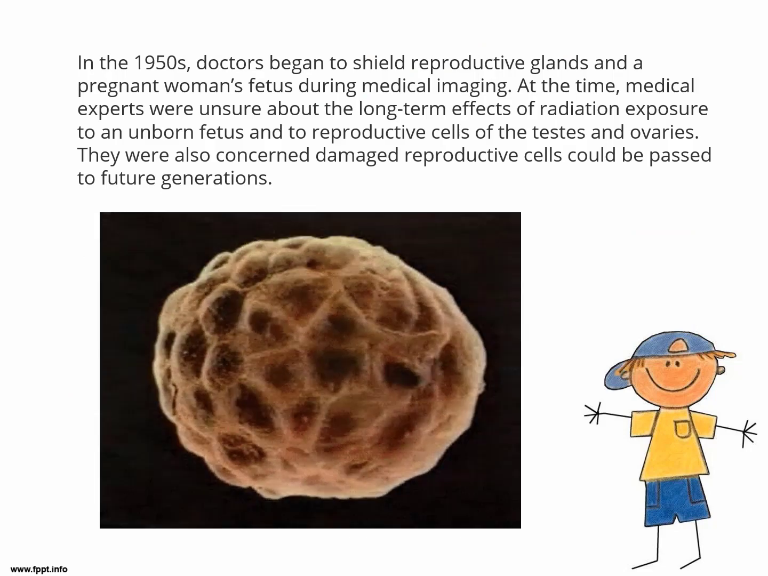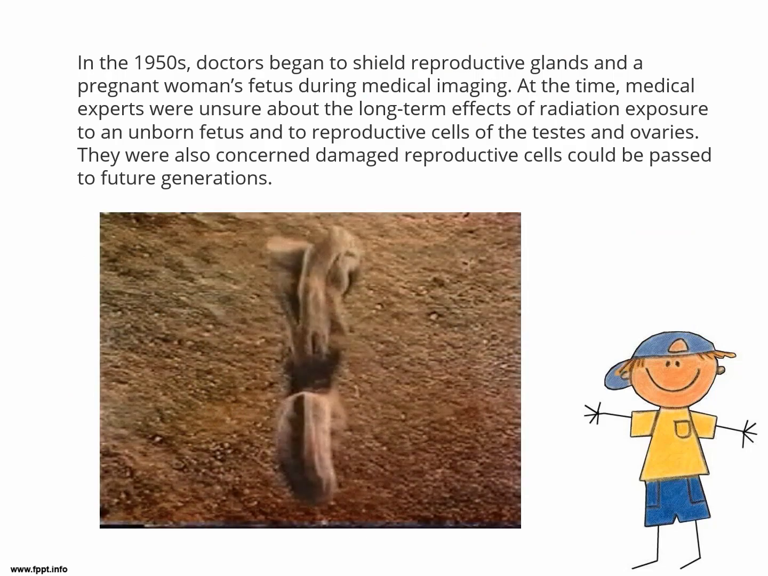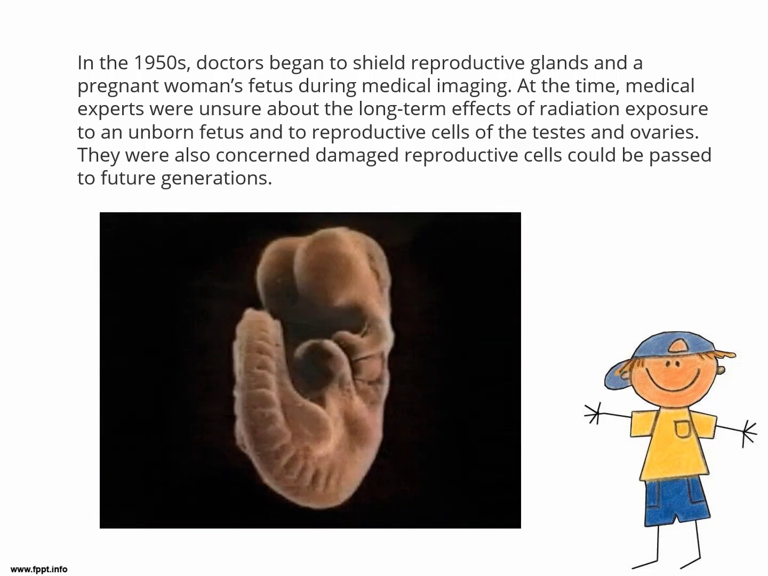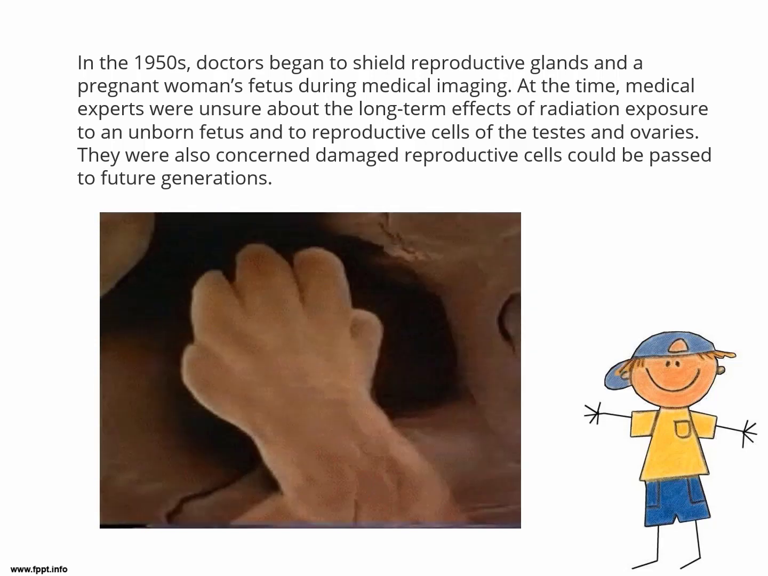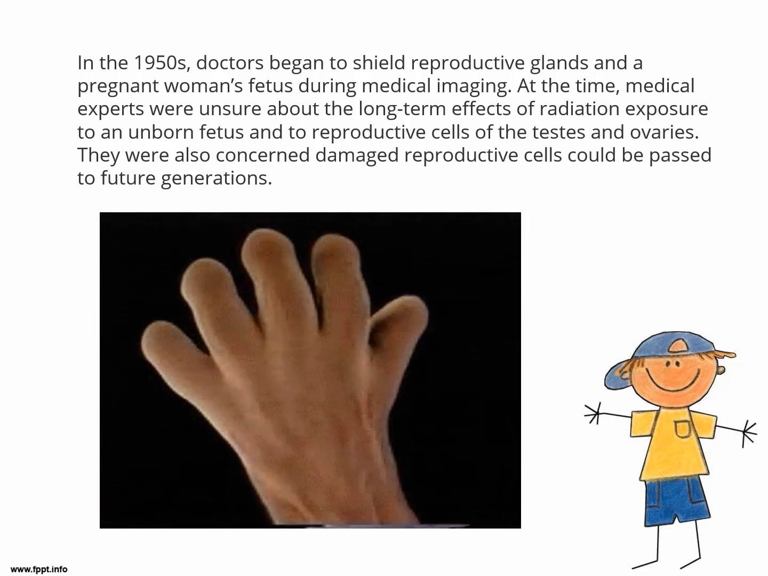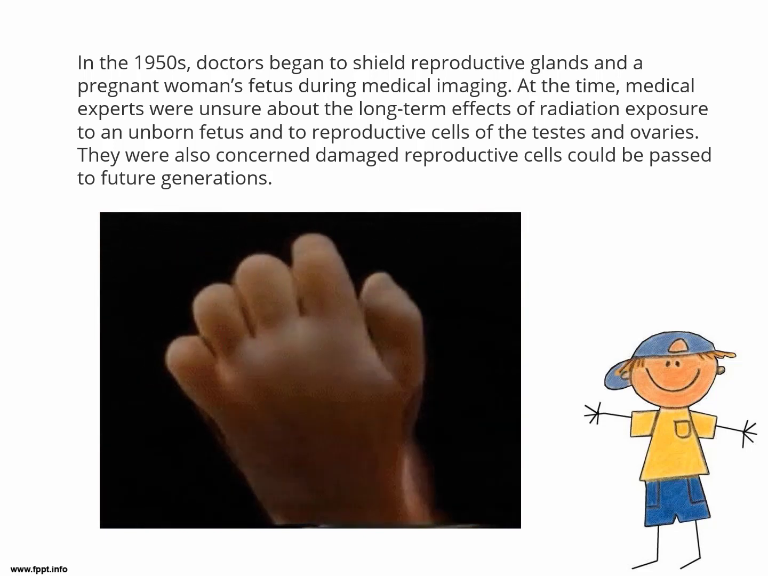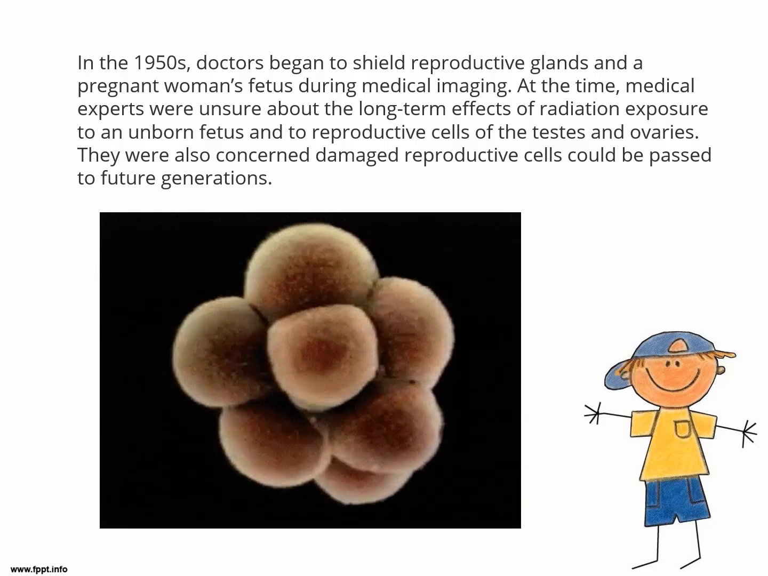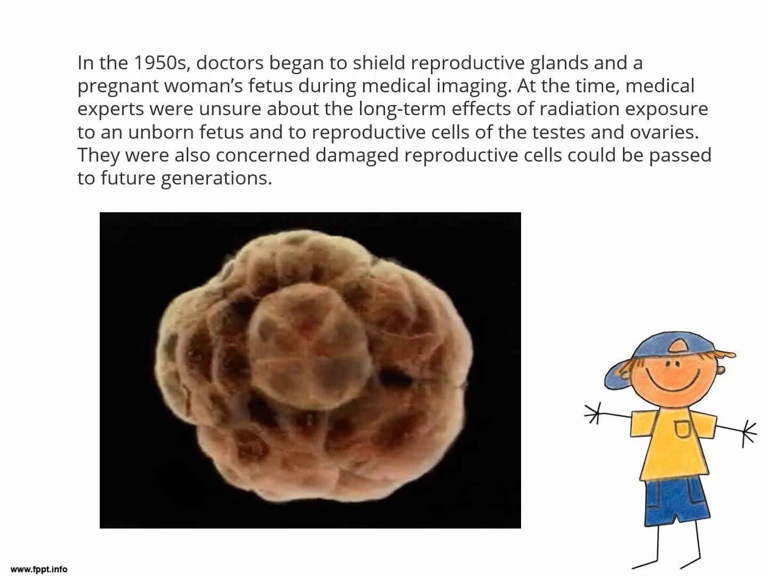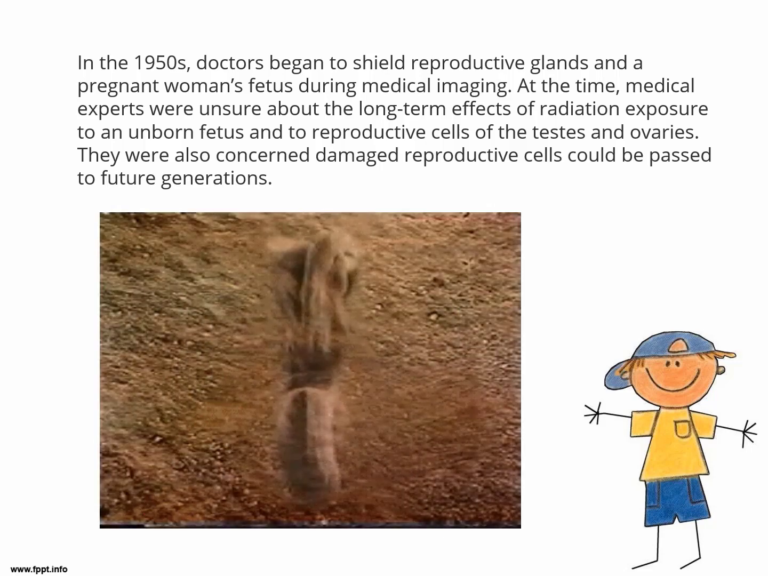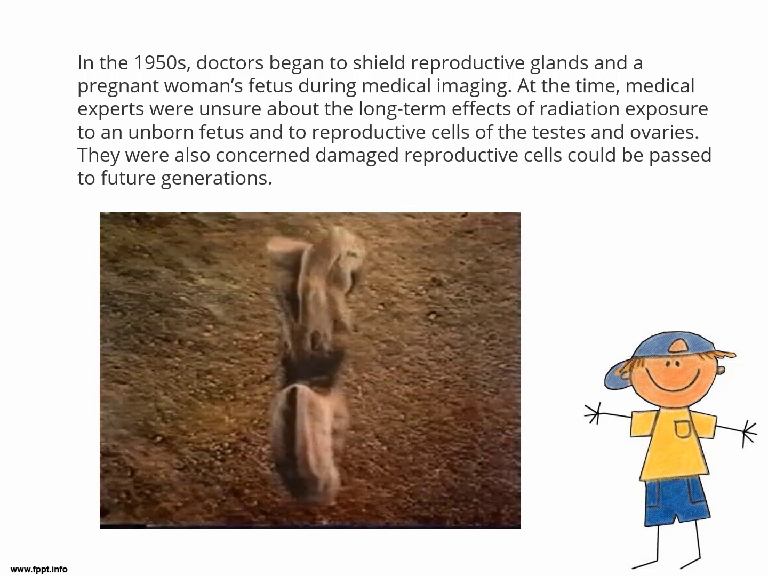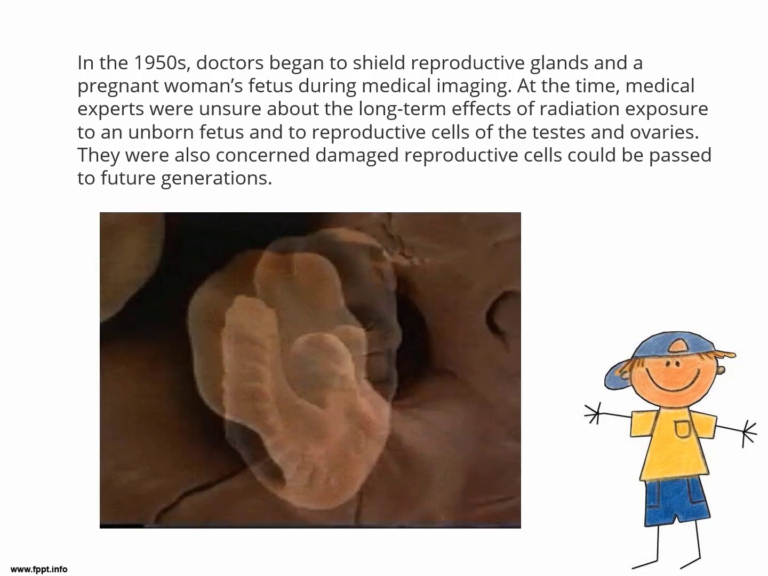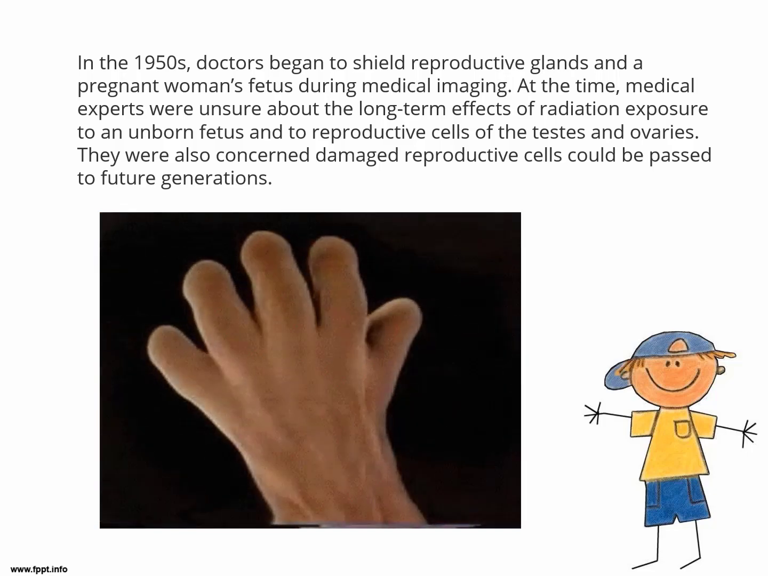Well, where did all this misinformation come from? Basically, in the 1950s, doctors began to shield reproductive glands and a pregnant woman's fetus during medical imaging. At the time, medical experts were unsure about the long-term effects of radiation exposure to an unborn fetus and to reproductive cells of the testes and ovaries. They were also concerned about damage to reproductive cells and whether it could be passed to future generations.